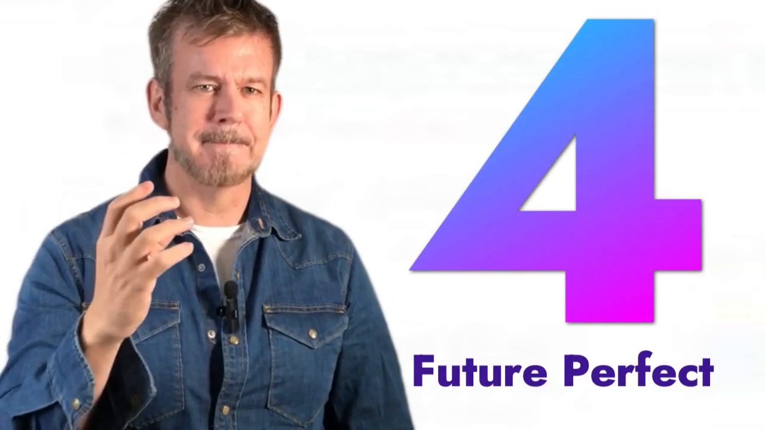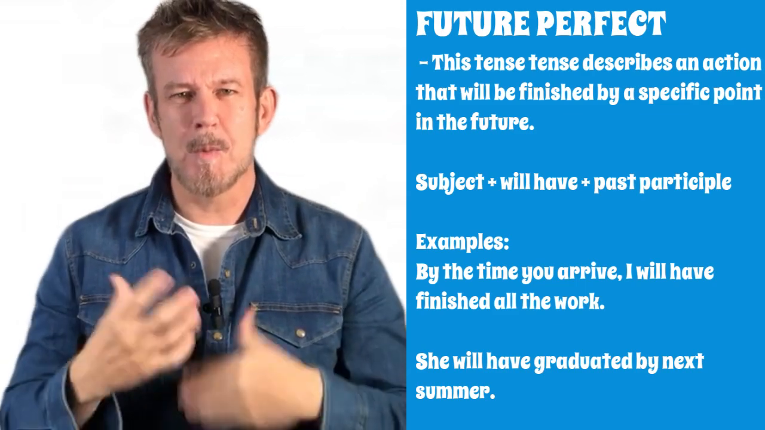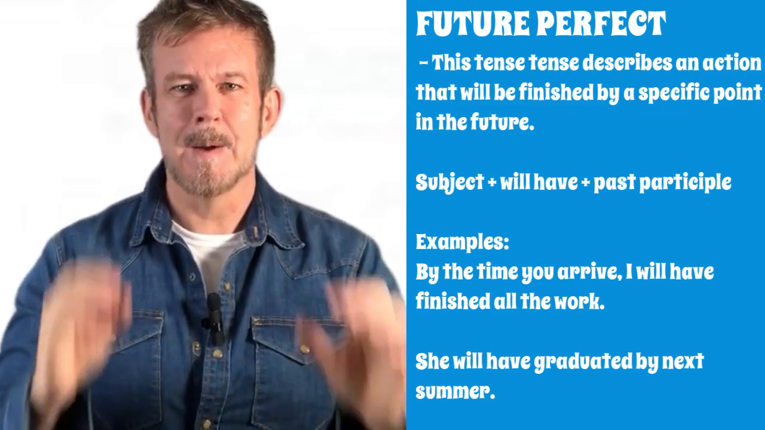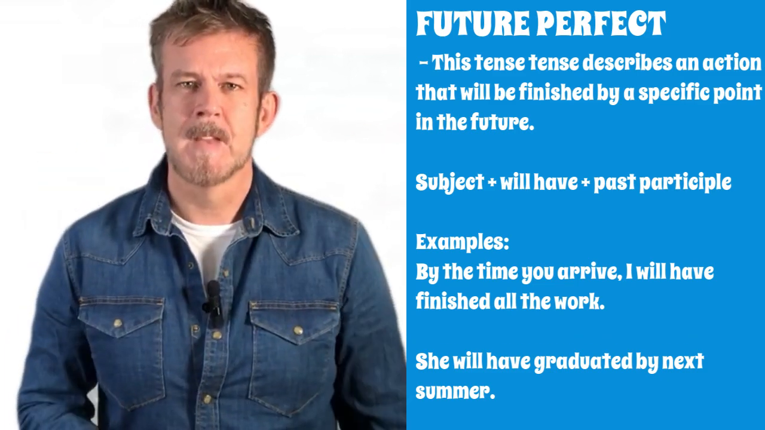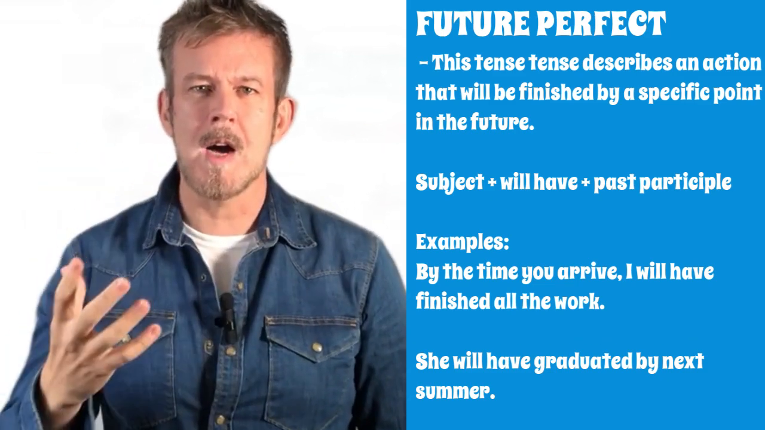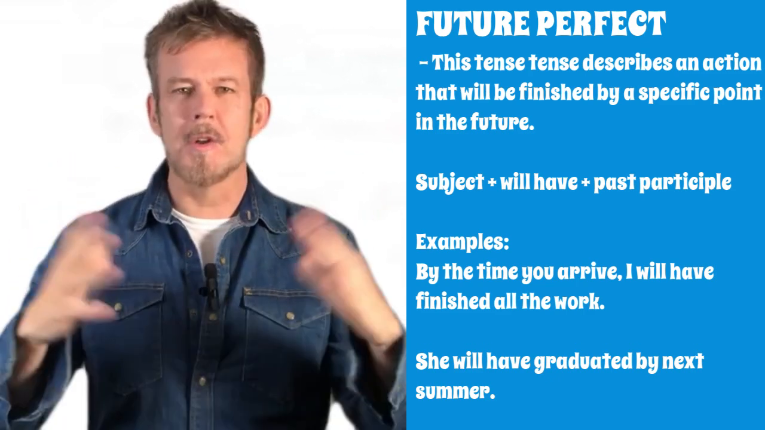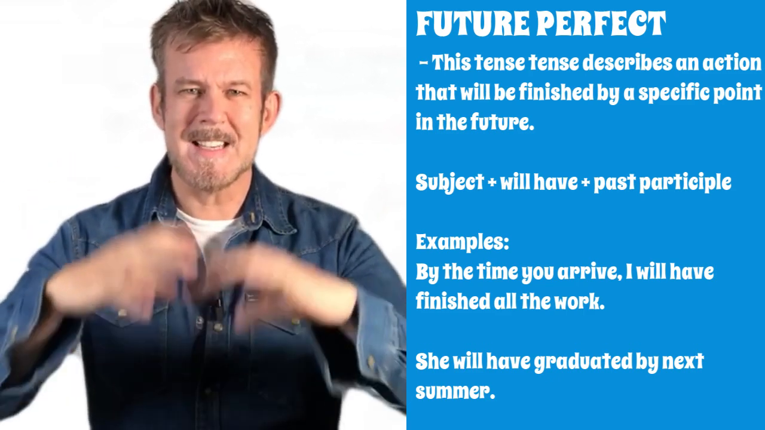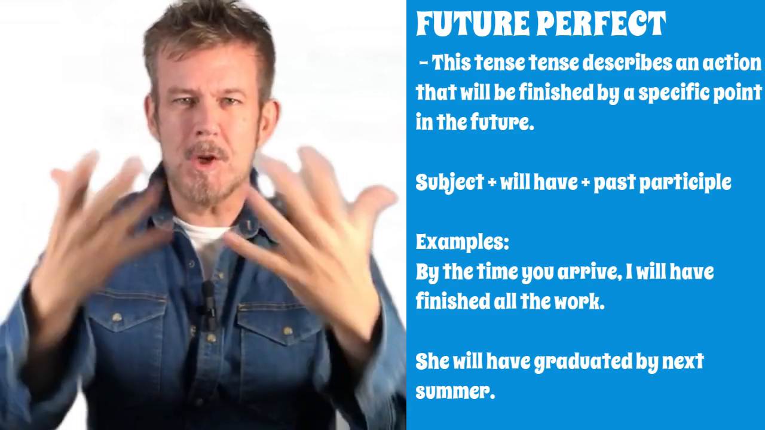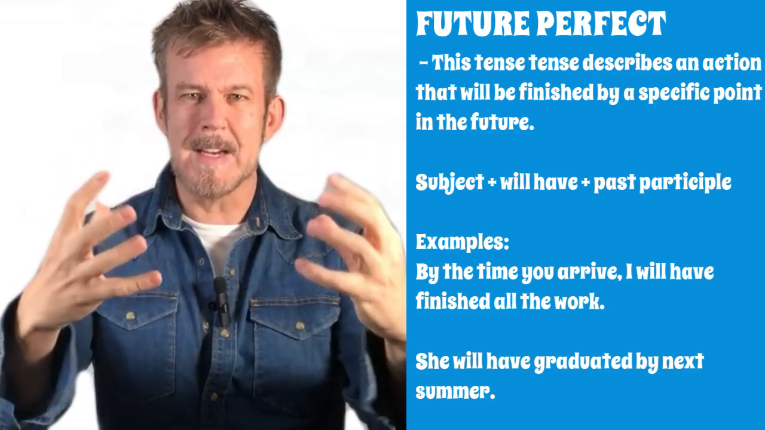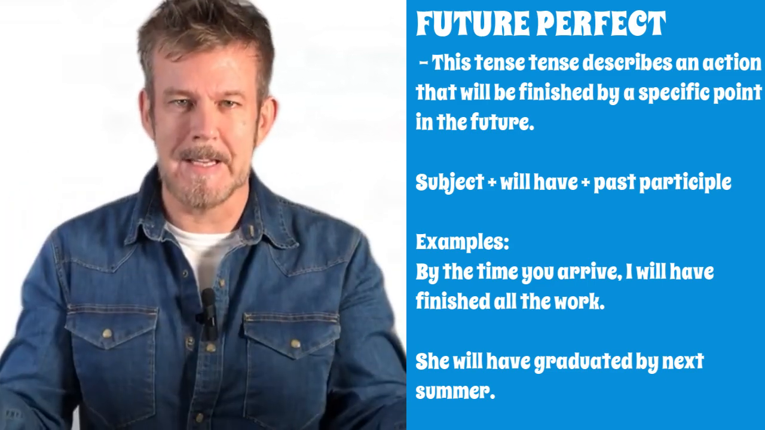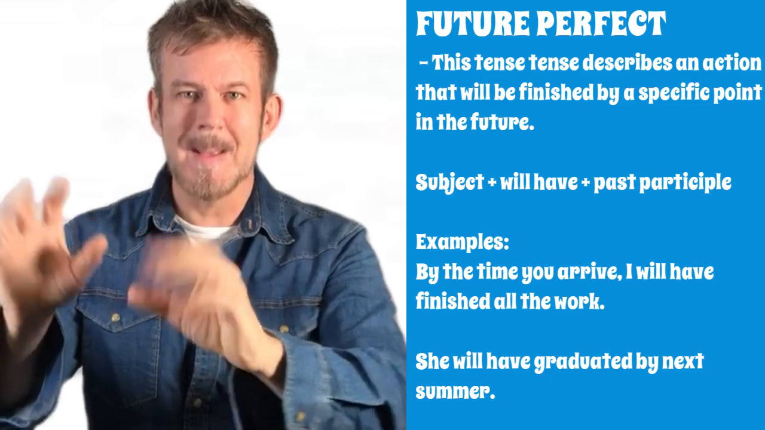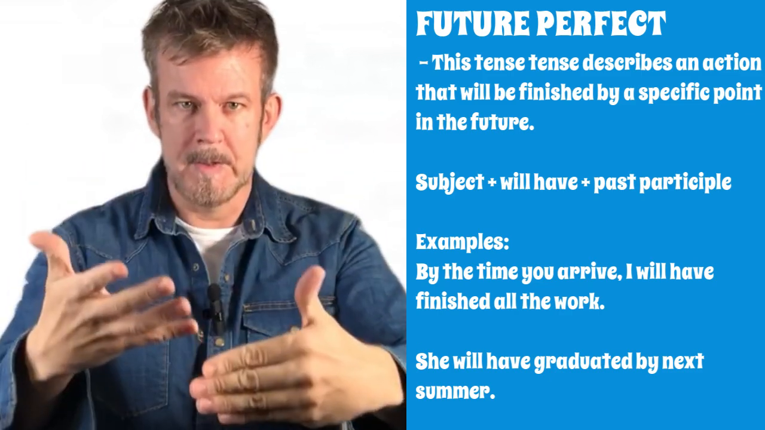Future perfect. The future perfect tense describes an action that will be finished or completed by a specific point in the future. By the time you arrive, I will have finished all the work. So this sentence means that when you arrive, when you get here, the action of finishing all the work will be completed. So the point in time is the arrival of you.